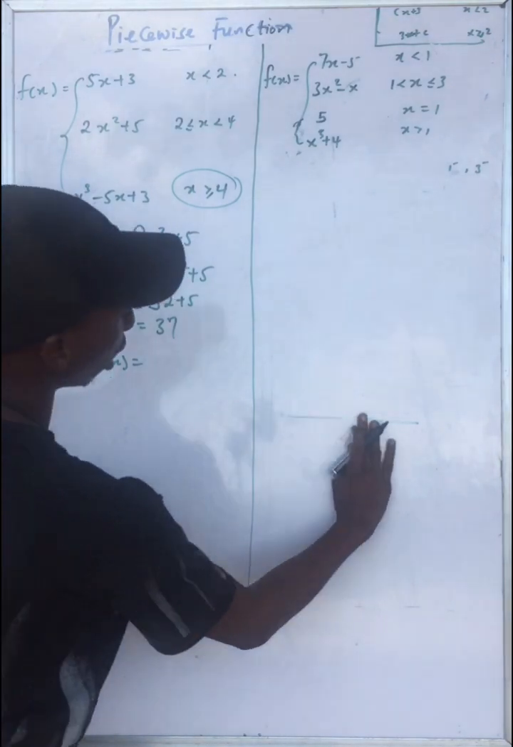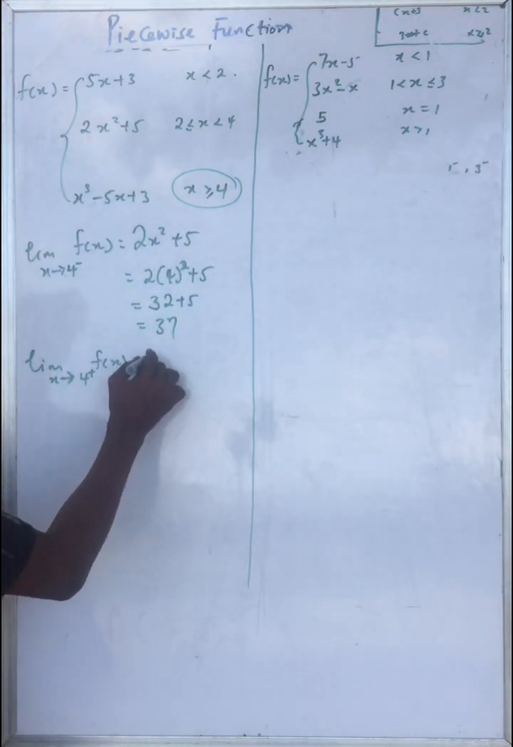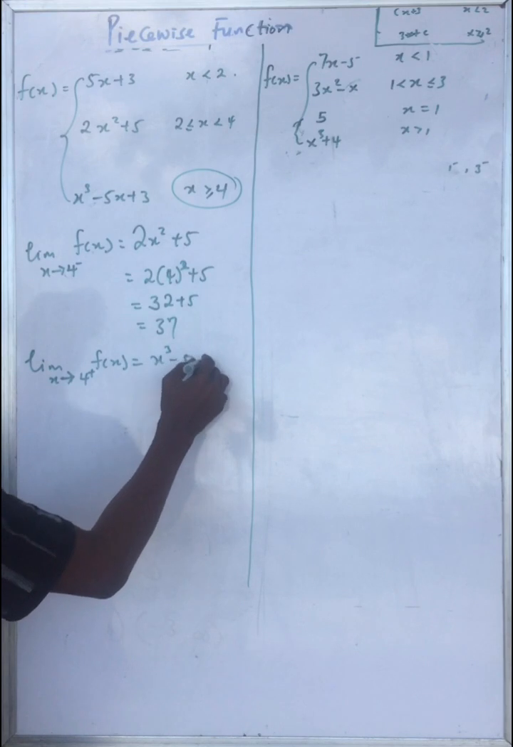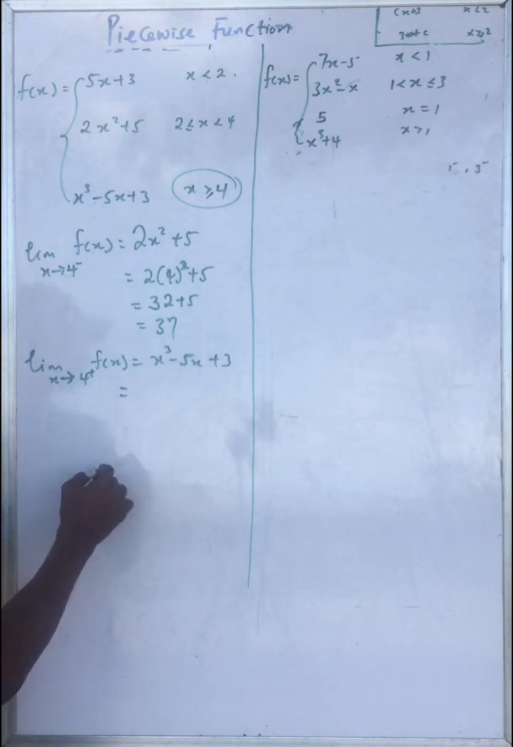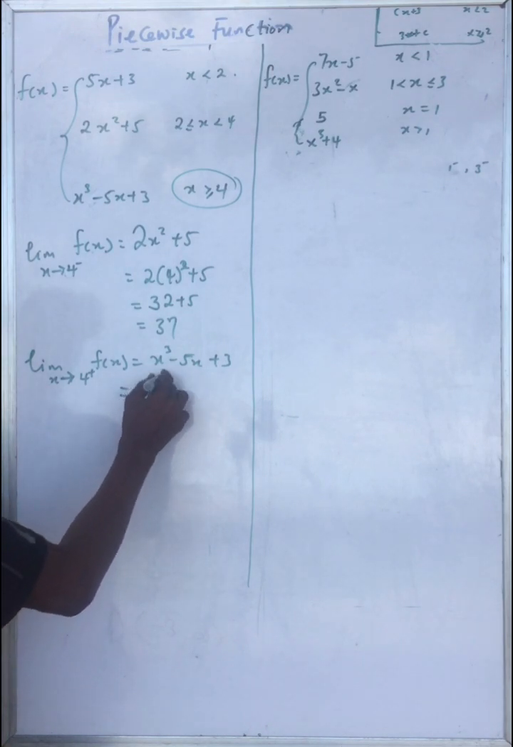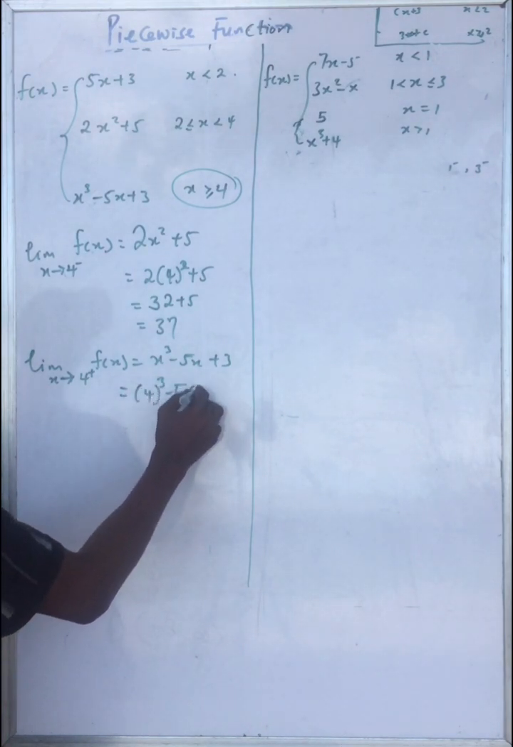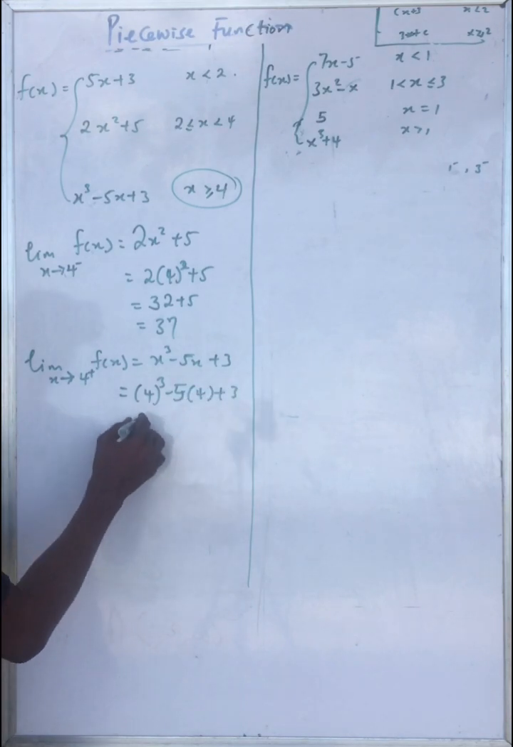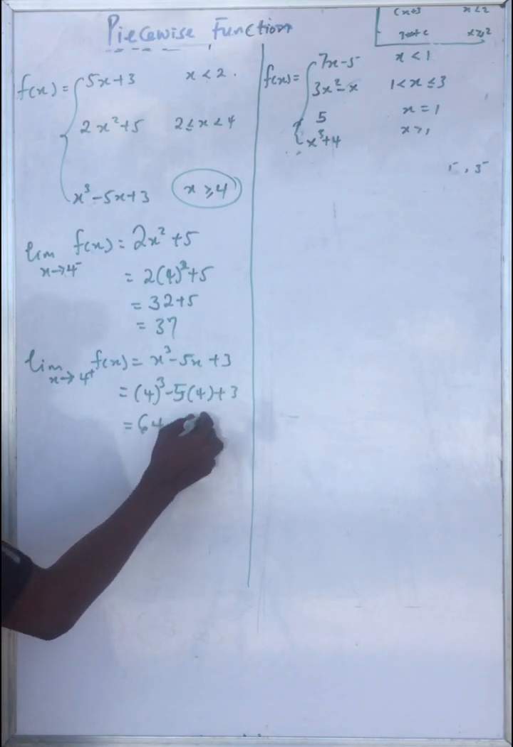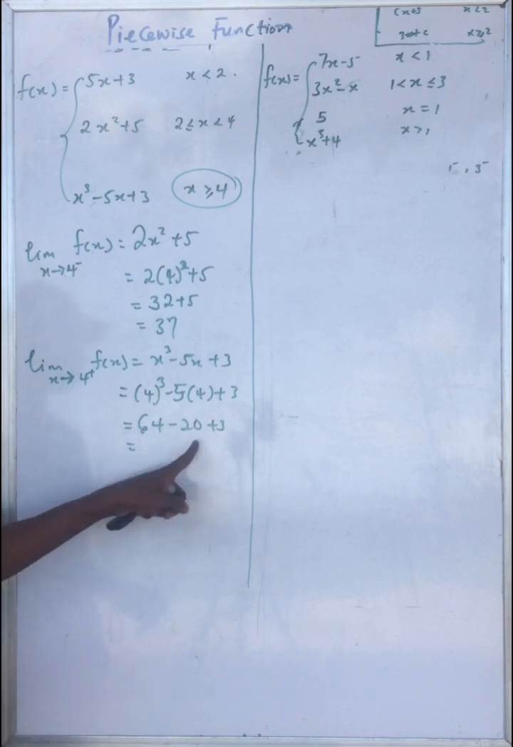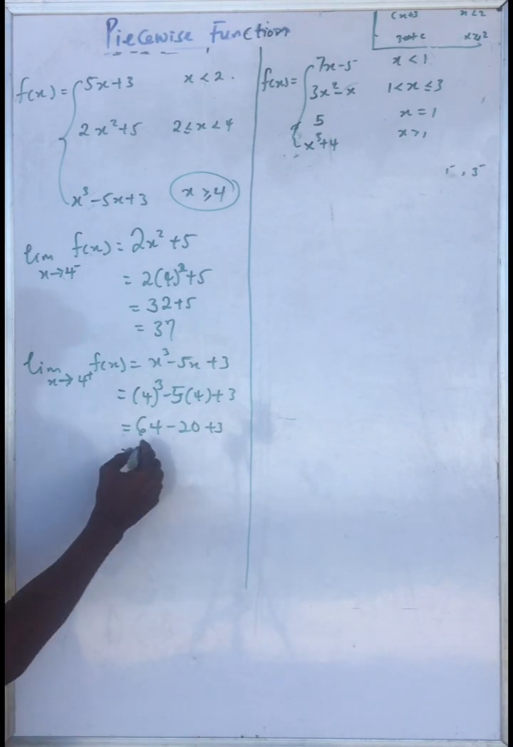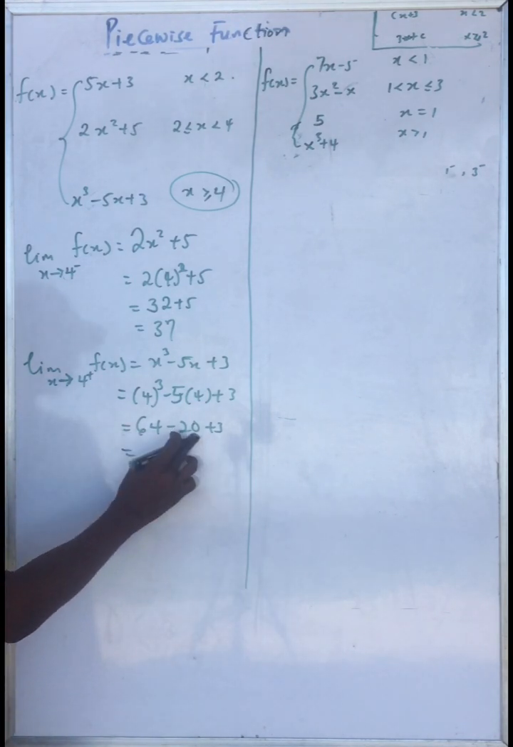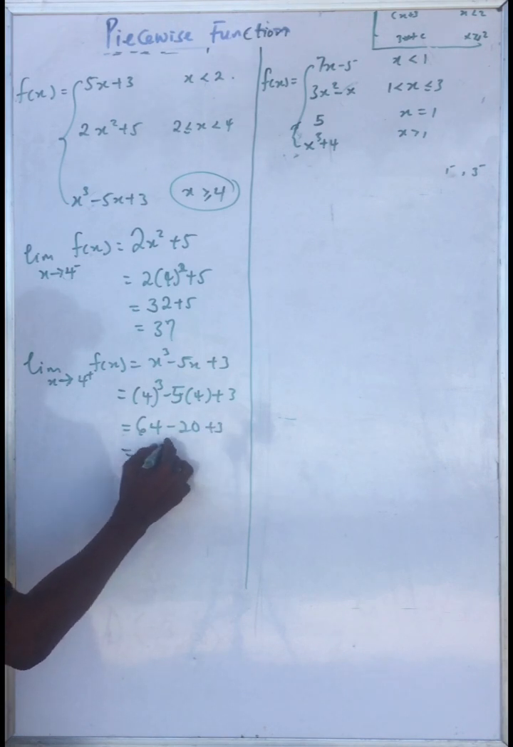You understand now? So that means I'll pick this very function, x cubed minus 5x plus 3, and substitute x to be 4 there. You have 4 cubed minus 5 into 4 plus 3. So that's 64 minus 20 plus 3. 64 minus 20 is 44. So the value of the limit as x approaches 4 from the right is going to be 44 plus 3, which is 47.